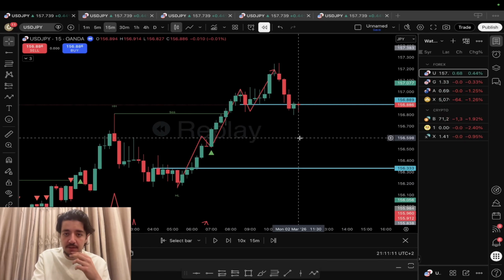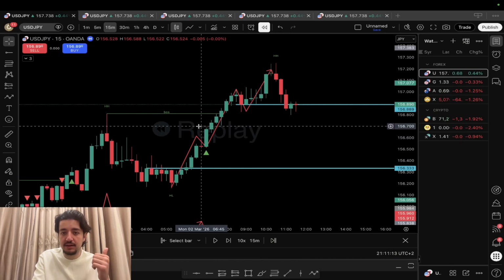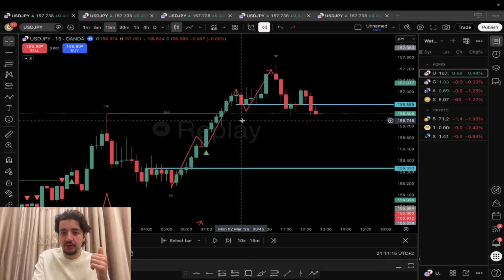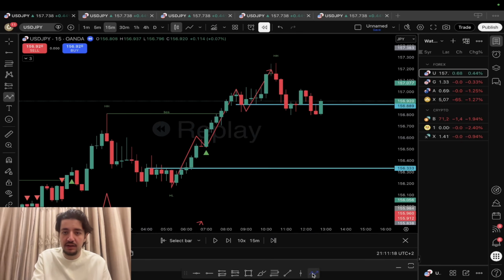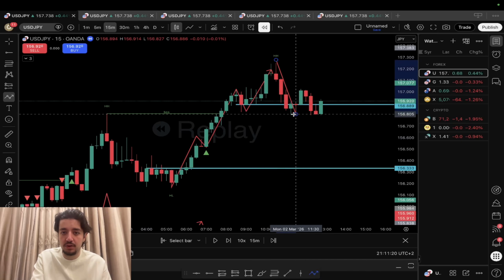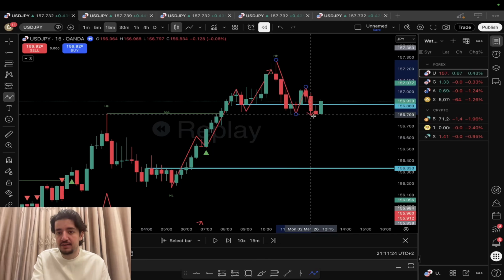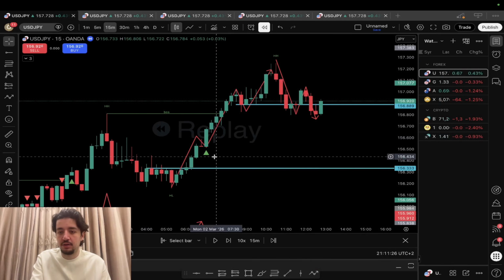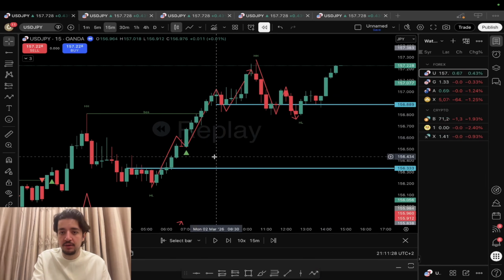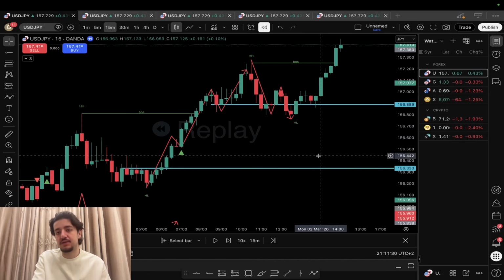That's the first step of the 3 steps verification. Let's see what's gonna happen after. Okay, cool. Now we're in a clear downtrend. Why? Because we broke the most recent higher low, respected the highs, and created a new low. What's gonna happen after? Okay, we broke the trend again, and so on.